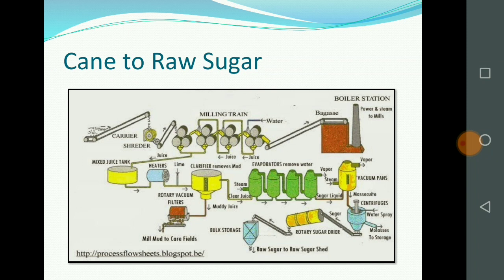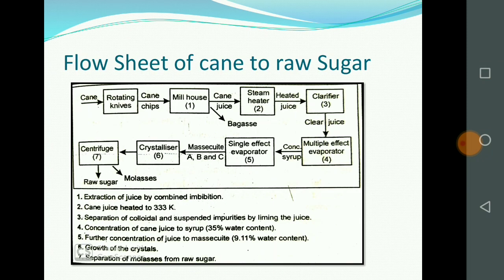So it is washed with a spray of water. This decreases the amount of molasses adhering to the crystals. The basket is rotated till the sugar is fairly dry. The sugar is then collected manually.